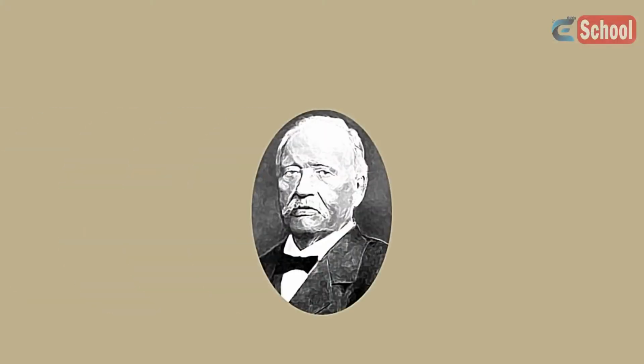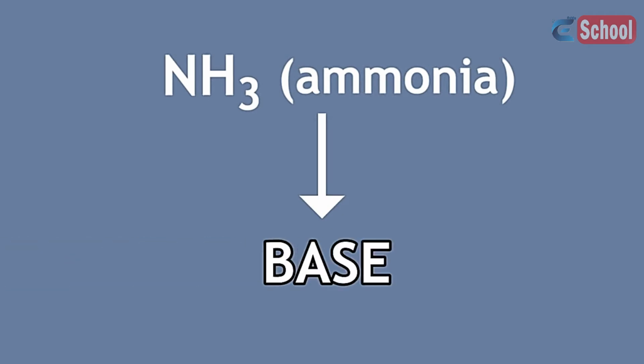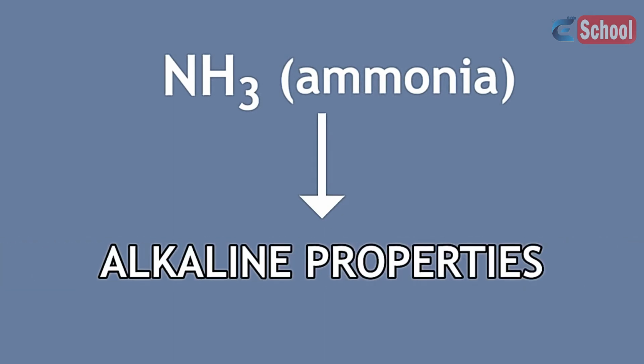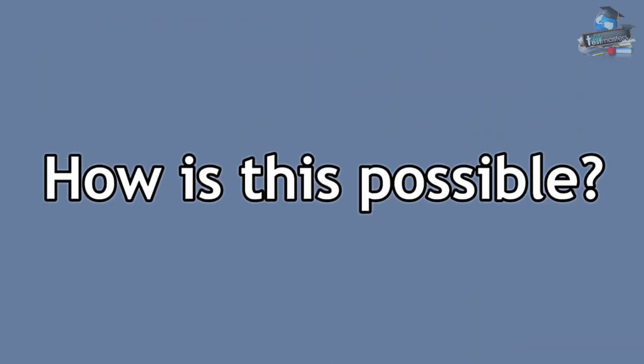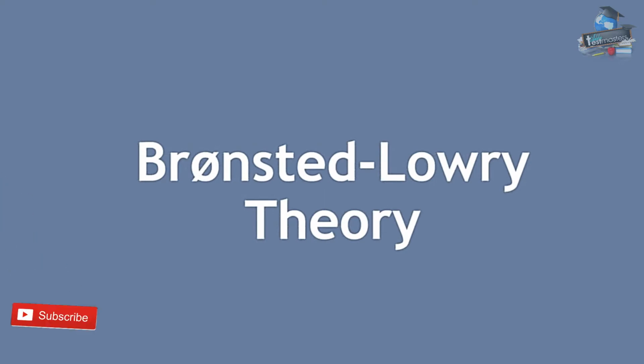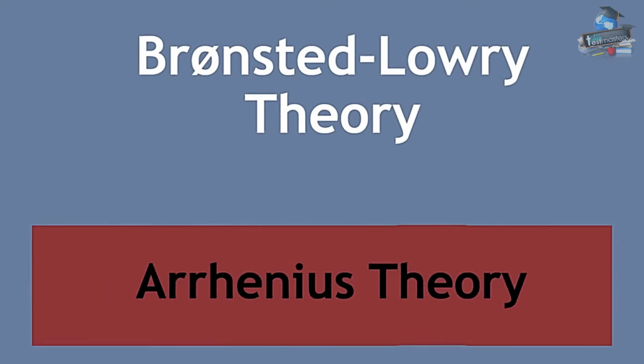The Arrhenius theory of acids and bases defines an acid as a substance that releases protons in solution, and a base as a substance that releases hydroxide ions in solution. We know that ammonia can act as a base and exhibits alkaline properties, but contains no hydroxide ions. How is this possible? In this lesson, we will learn about the Bronsted Lowry theory of acids and bases, which fills in the gaps in the Arrhenius theory.